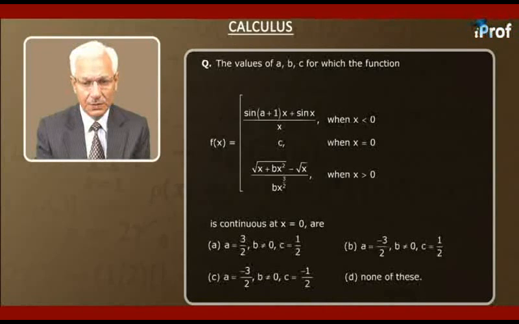So for this function to be continuous, we have to find out a, b, c. The options are: A, a is equal to 3 by 2, b is non-zero, c is 1 by 2. Second option, a is minus 3 by 2, b is non-zero, c is equal to 1 by 2. Option C, a is equal to minus 3 by 2, b is non-zero, c is equal to minus 1 by 2. D is none of these.